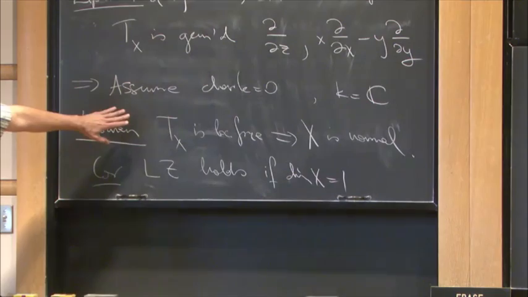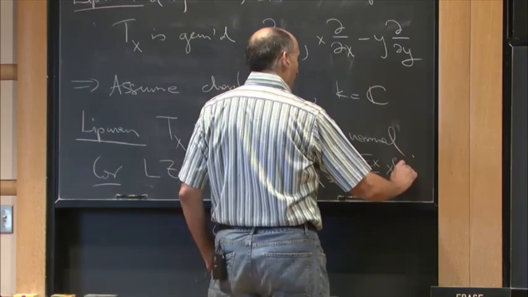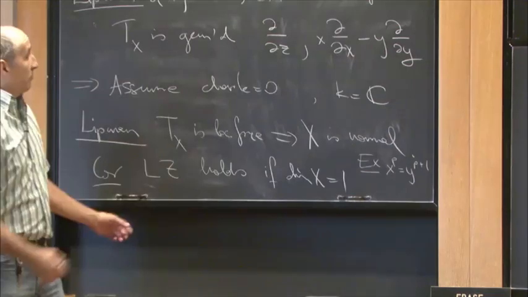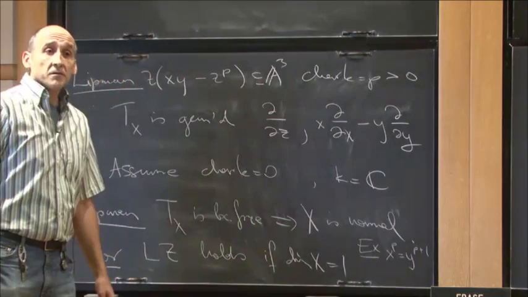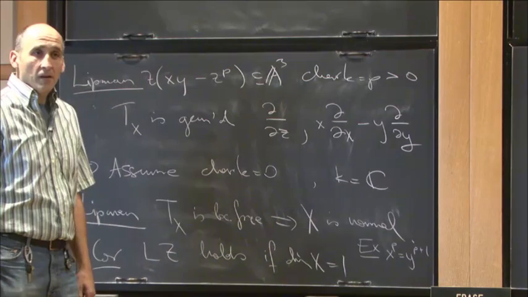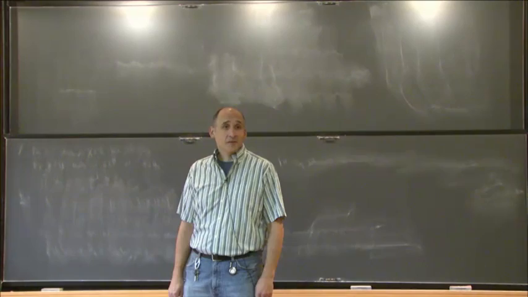Even this fails in characteristic p. So an example of that is x to the p equals y to the p plus 1. So in characteristic p, this is not happening. I don't know an easy proof. It's not too complicated, but it's not two lines. Lipman's proof is about 2 pages in print. He's looking at depth, and basically, he doesn't say that, but he's checking Serre's normality condition. So if you know an easy proof, I think that would be interesting.